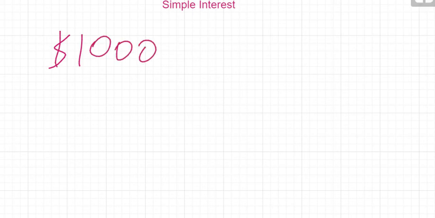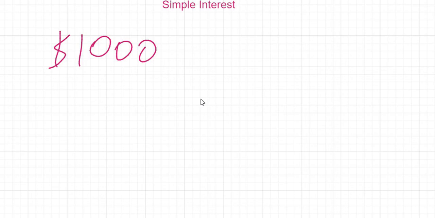Say you go to the bank. Let's do a realistic example. Say you borrow $1,000 from the bank, which you would probably not borrow from the bank. You would probably borrow 20,000 or 100,000, or something greater than this. But we just want to use some simple numbers to get the concept.